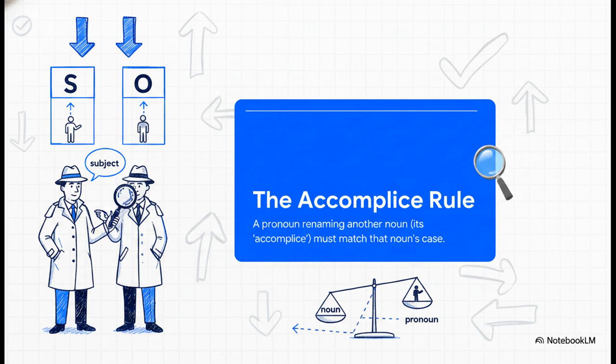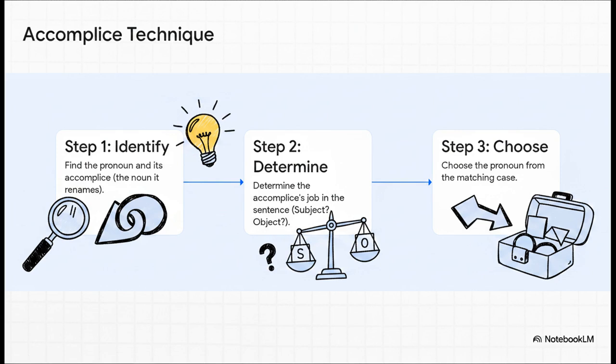So, if the noun it's renaming is the subject of the sentence, you just reach into your toolkit and grab a pronoun from the nominative pile. If that noun is an object, you guessed it, you go straight to the objective pile. That's it.